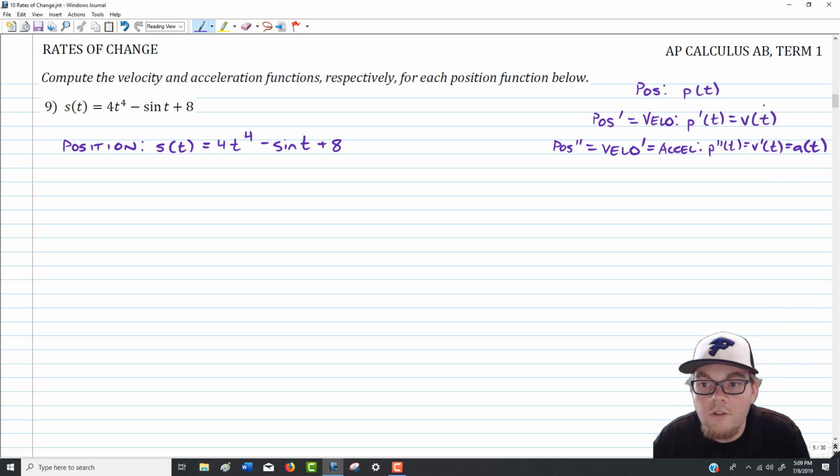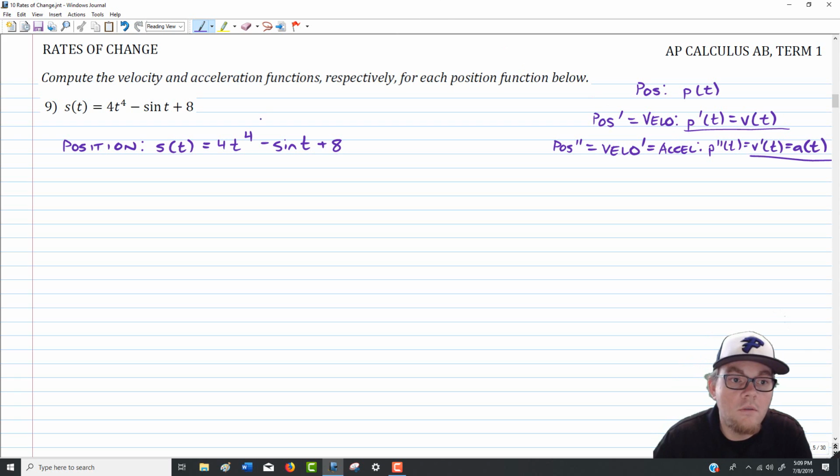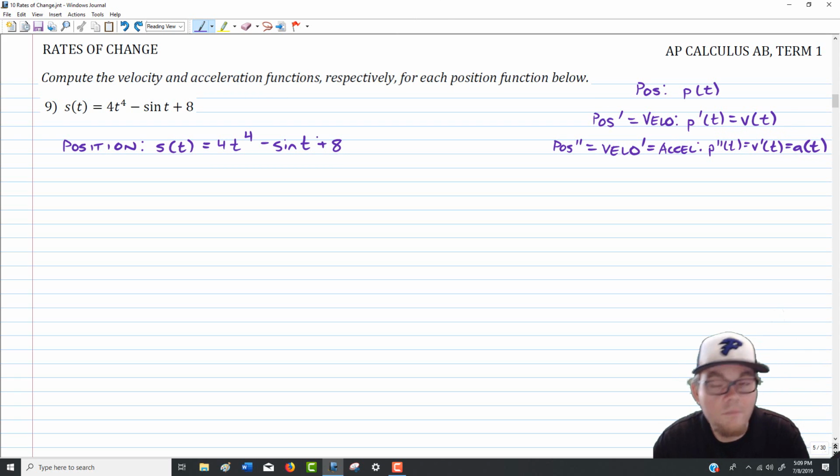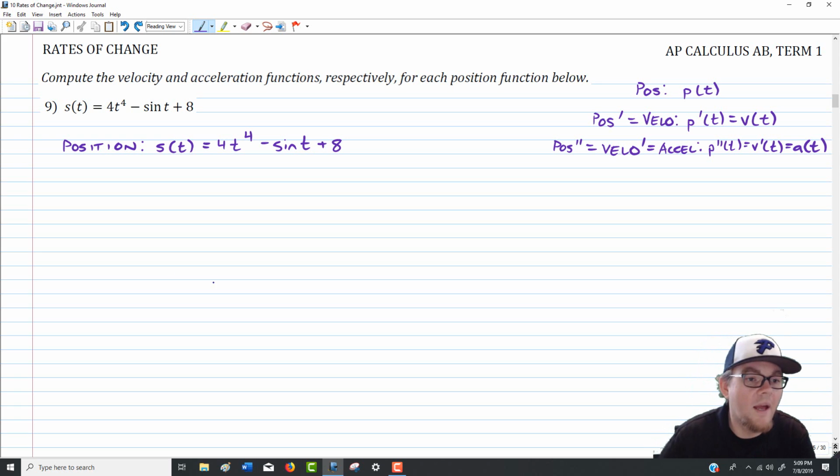Now it's worth pointing out that you shouldn't use those names, v of t and a of t, without formally defining them with respect to your position function. So if you forget that on an exam, you could lose points. Probably will lose points, especially in a free response context. So keep that in mind.